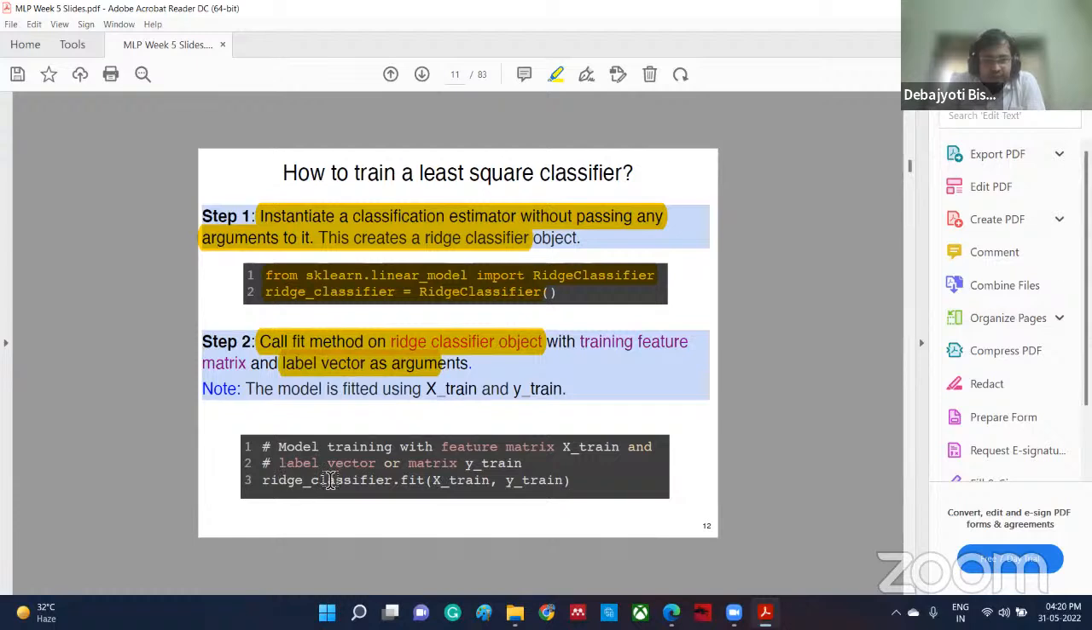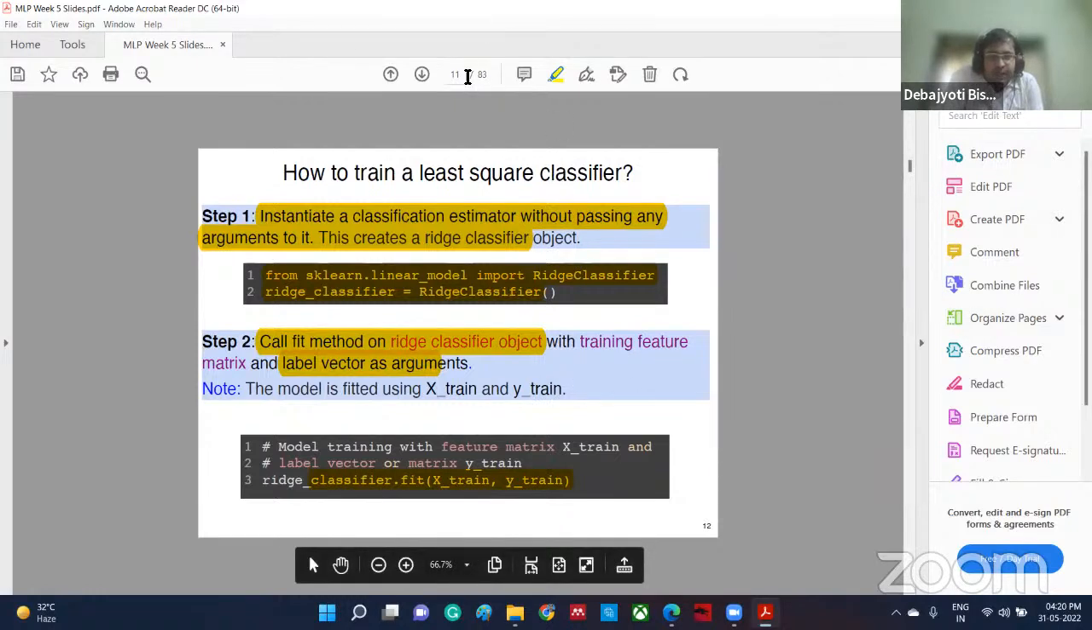Basically you have your X train and Y train. So you have RidgeClassifier dot fit, fitted with X train and Y train. But mostly we try to give the first two lines. So remember which library it is working on, and also in your OPE it will be required. It will be good to remember from which library we are importing RidgeClassifier. That will be helpful.